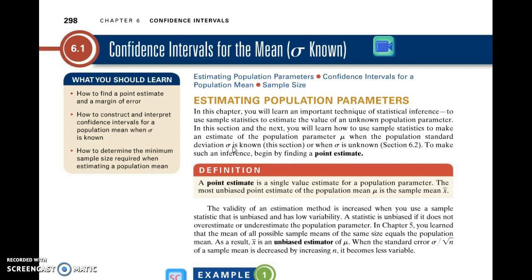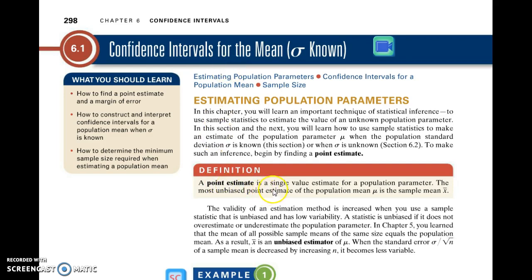So for example, we don't know the weight of all the whales in the ocean, and there's no way to catch them all and actually weigh them. That would be impossible and impractical. But we can capture a sample of them, weigh a sample of whales, and our first way to estimate what the population average weight would be is to use a point estimate.